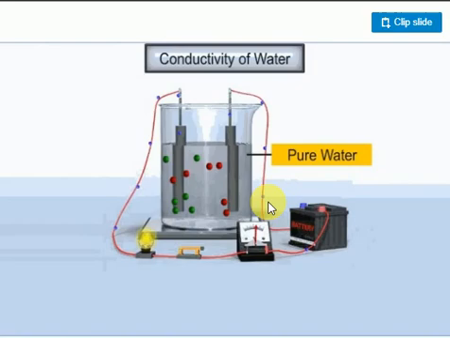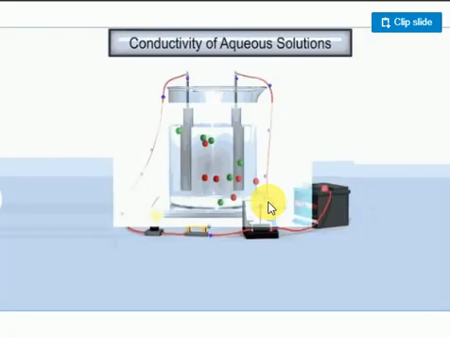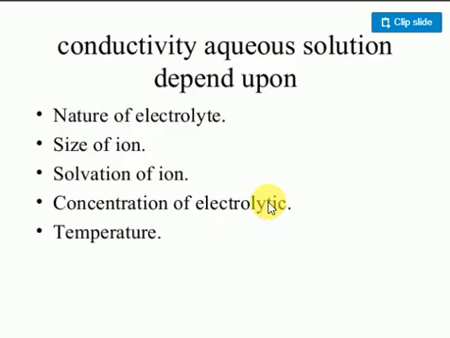So in this substance, generally, the pH value is given. Conductance of aqueous solution: you want to measure the conductance of an aqueous solution. It depends upon the nature of the electrolyte, either strong electrolyte, weak electrolyte, or non-electrolyte. Size of ion: more size of ion, less conductance; less size of ion, more conductance. Solvation: for less size of ion there is more solvation energy, so less conductance. Less solvation energy, more conductance.